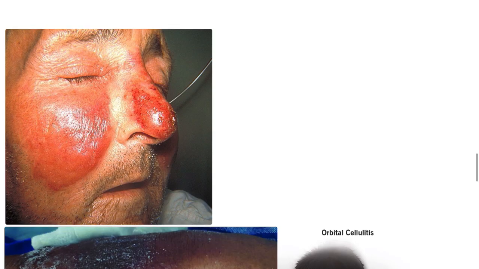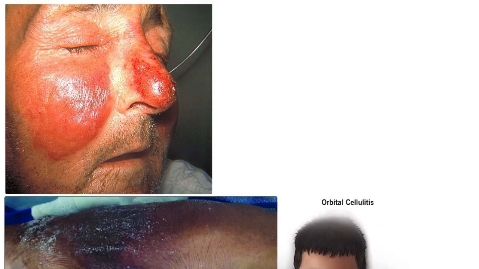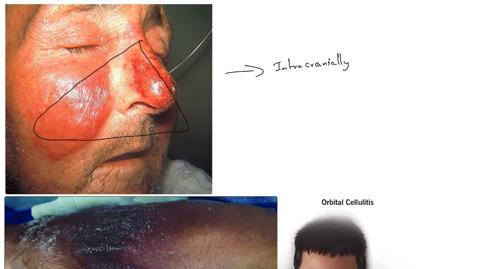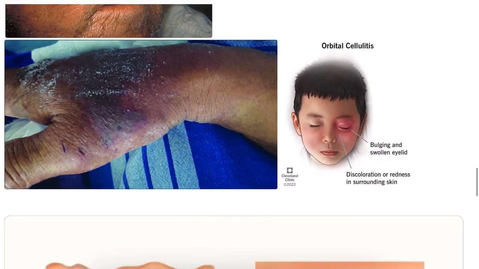Now we have some dangerous areas. If any patient gets cellulitis in the face, we call this the dangerous triangle, because the infection can spread intracranially. Okay, so that's why we call these dangerous areas. Along with that, another one is the hand. Here in the hand we have some tendons, and it can spread to the tendon sheaths and cause problems with movements and everything.